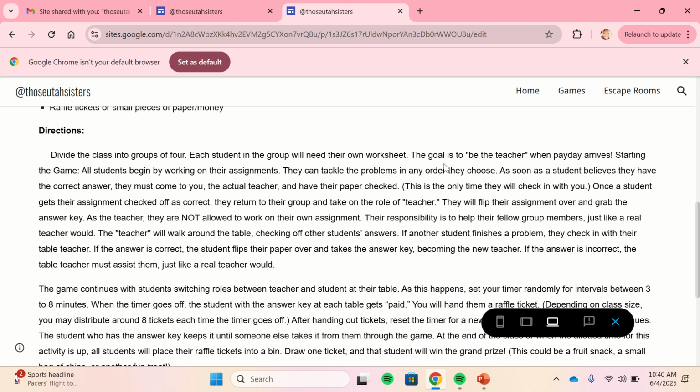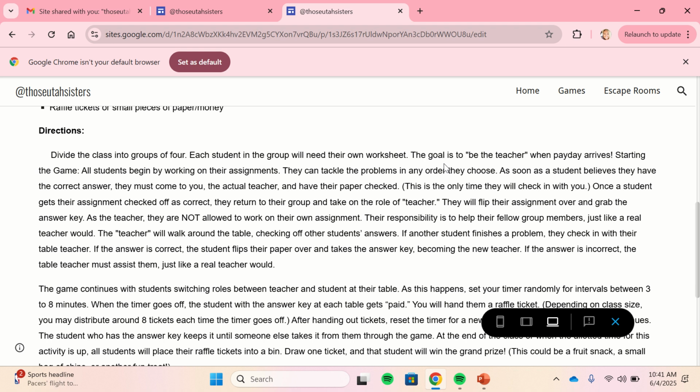Once a student gets their problem checked off as correct, they return to their group and they take on the role of the teacher, meaning they turn their assignment over and they grab the answer key. As a teacher, they are not allowed to work on their own assignment. Their responsibility is just to help their fellow group members, just like a real teacher would. So they're going to walk around the table and check off other students' answers or help other students.